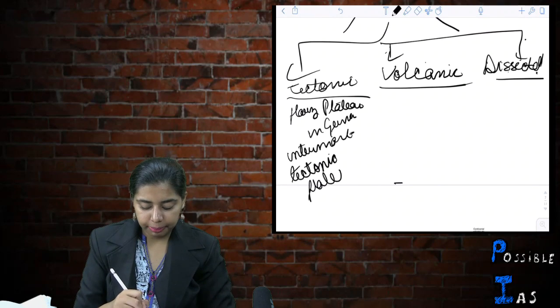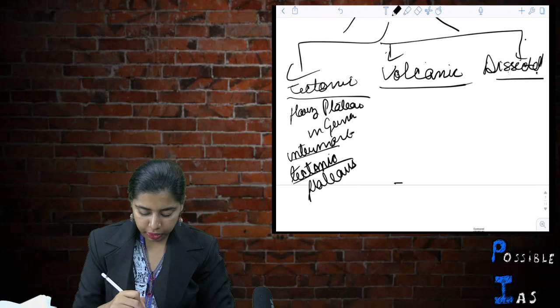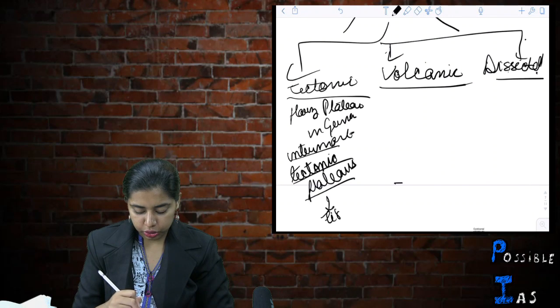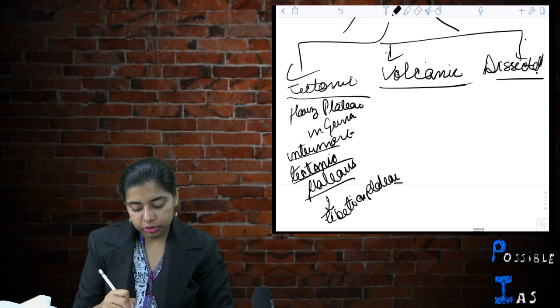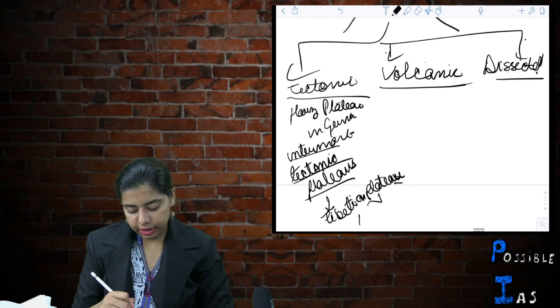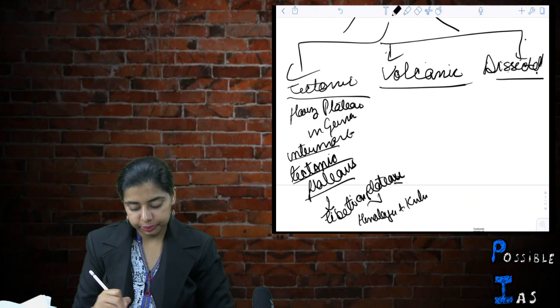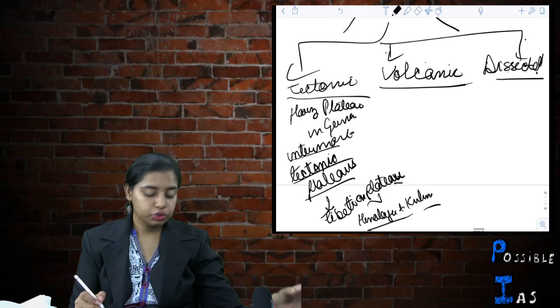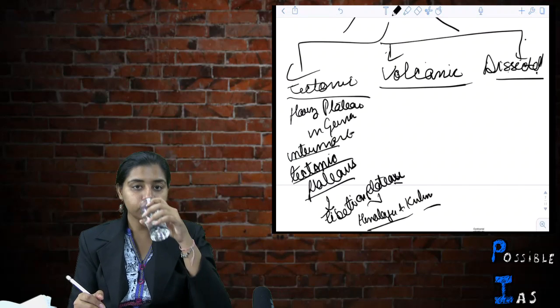The one example which is a typical example closer to us is the Tibetan plateau. So the Tibetan plateau is between which two ranges? Between the Himalayas and the Kunlun. Okay, so it is between these two ranges, the Himalayas and the Kunlun range.